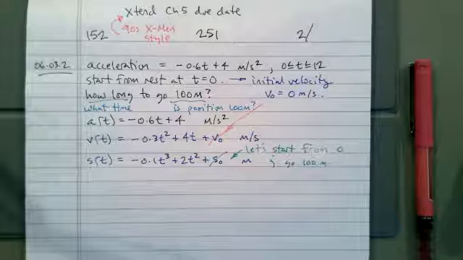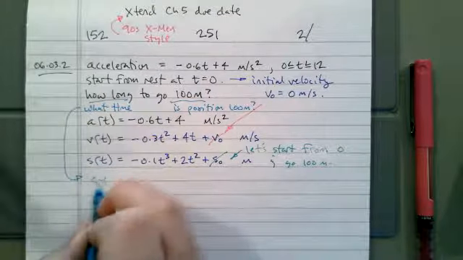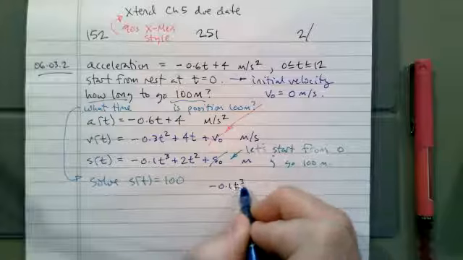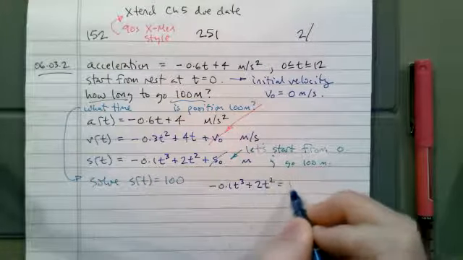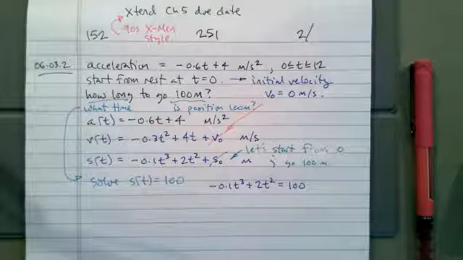So in terms of this problem, we want to solve s of t is equal to 100. So we just want to solve the equation negative 0.1 t cubed plus 2t squared is equal to 100. Any questions? For this, it's a cubic equation. So we can either look up our cubic formula, but no one is ever required to remember that, or we're going to do our favorite technique, use a machine.